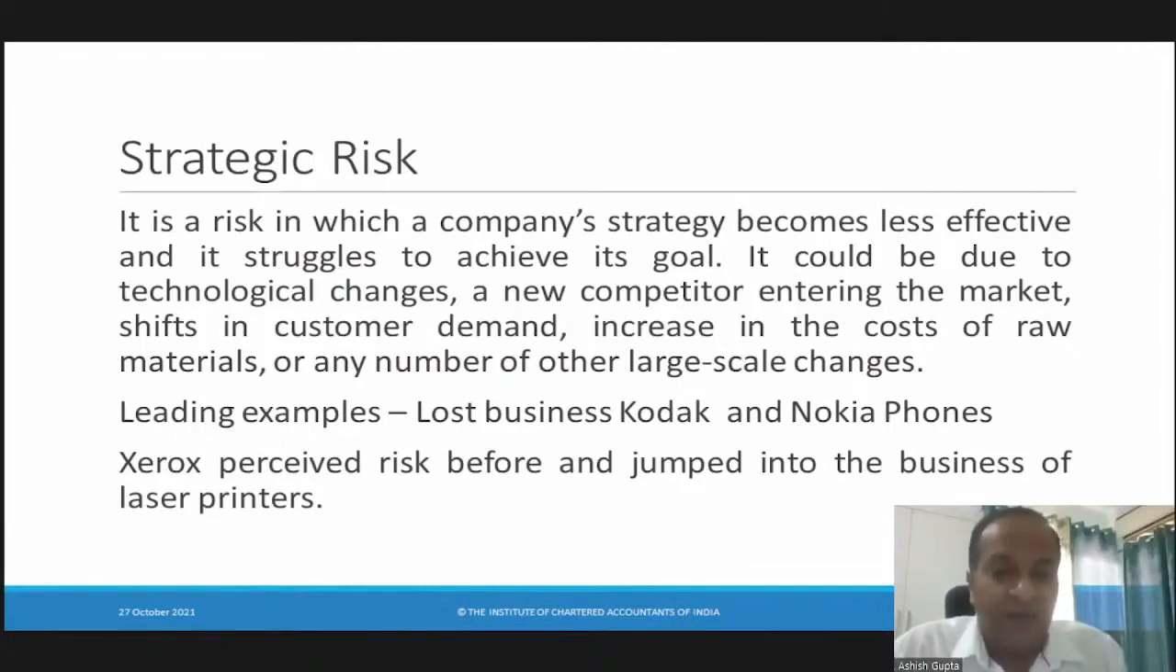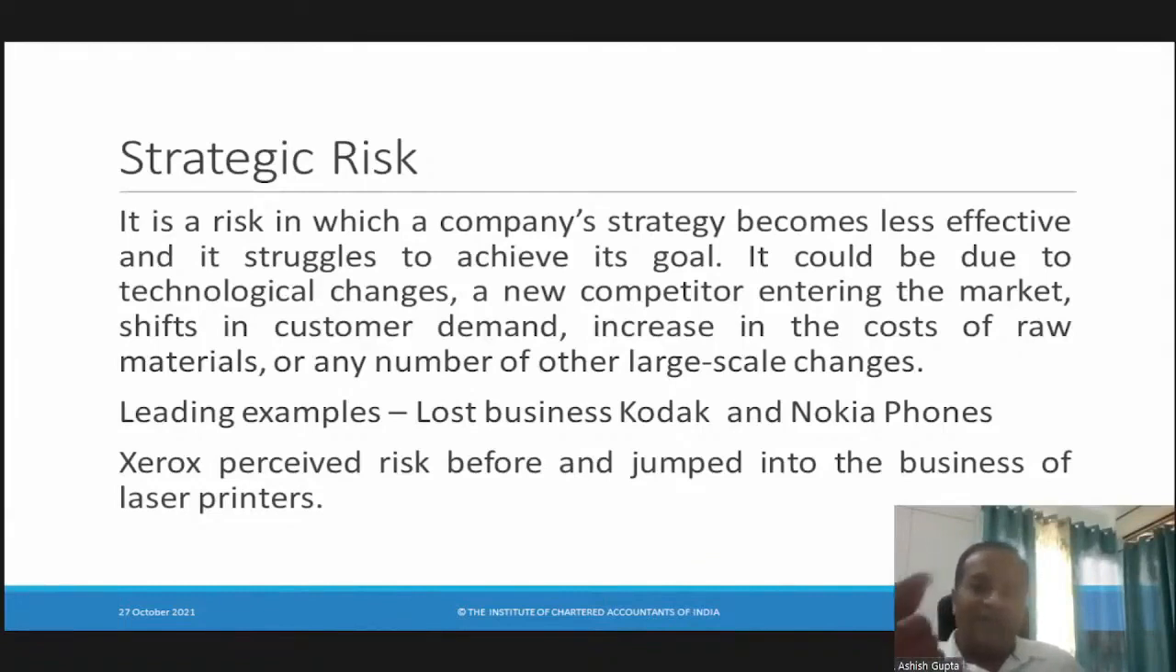Leading examples are the lost business of Kodak and Nokia phones. See, students, strategic risk is of prime importance, because it depends on many factors like choice of customer demand, the market, and any new policy.